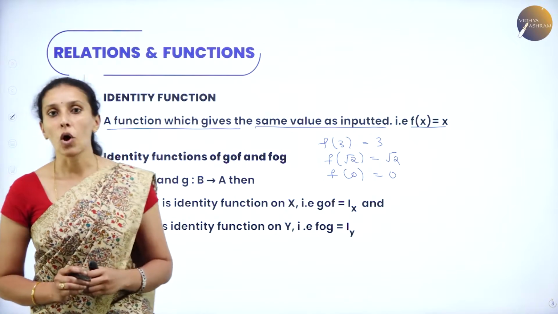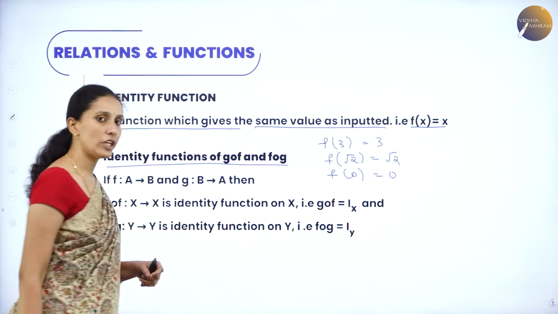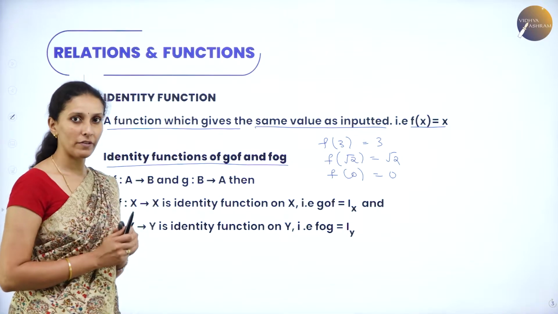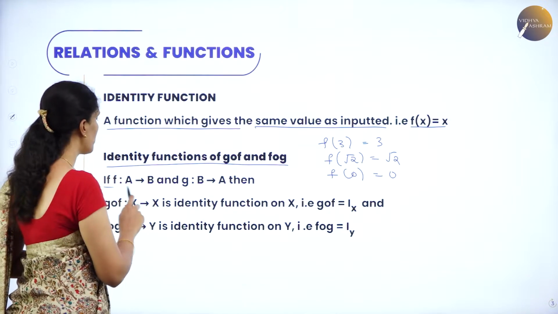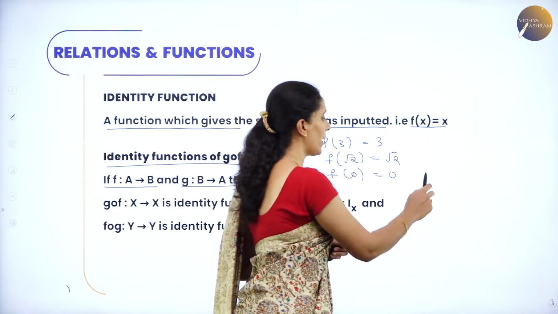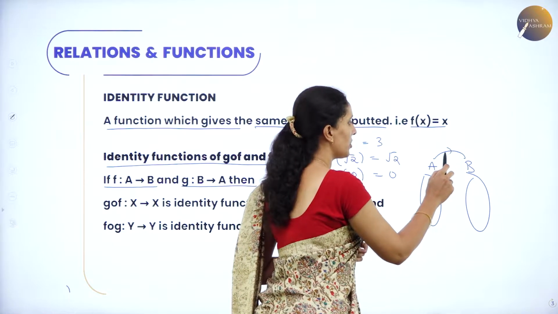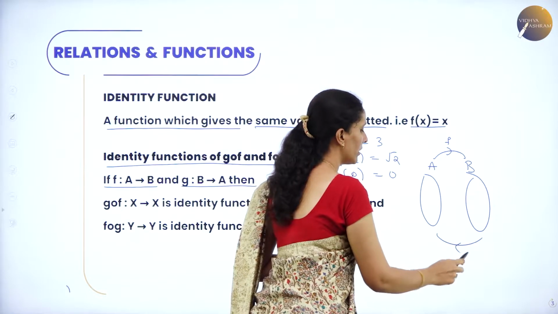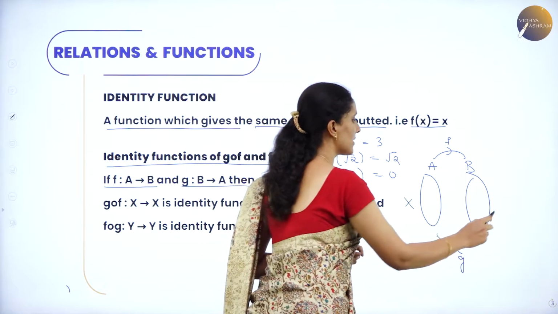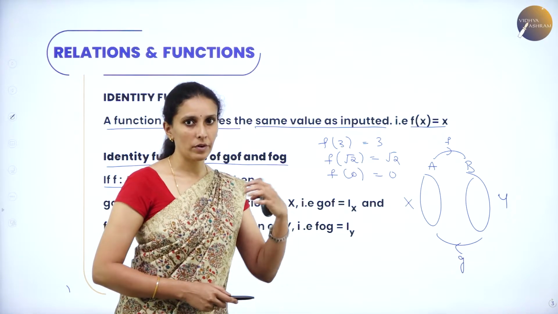Now, we have learned the compositions of functions also. So here, let us see the identity function of g naught f and f naught g. So what is this identity function of the composition function? Suppose f is a function from A to B and g is a function from B to A. So let me take two domains here. So this is set A and set B. Or you can take this one as X and this one as Y. So if f is a function from X to Y, then g is a function from Y to X.